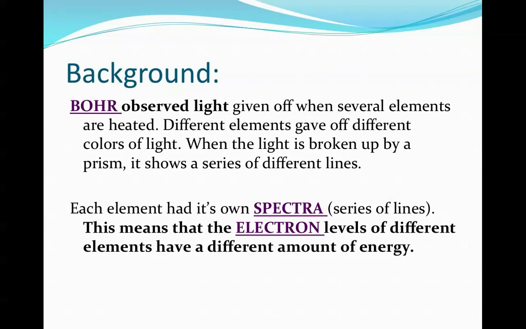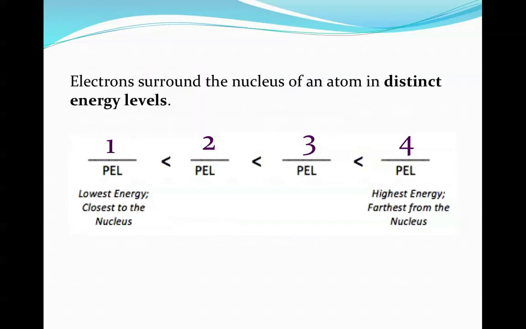So a little bit of review, we mentioned this back in Concept A, that Bohr observed light given off when several elements were heated. And they gave off different colors of light, and he could see this by breaking up the light with a prism and seeing a series of lines. And he found that each element had its own spectra, a series of colored lines, wavelengths, and this means that the electron levels of different elements have different amounts of energy.